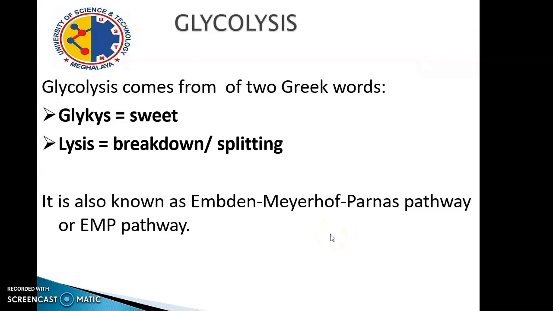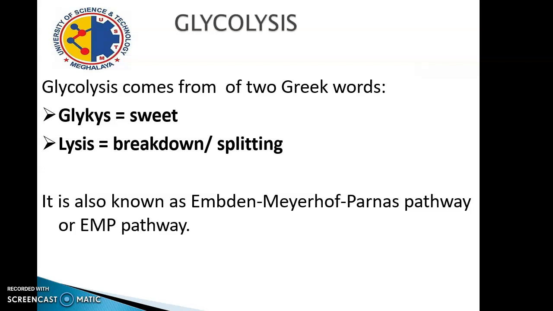Now, before glycolysis, you have to know that the digestion of carbohydrate takes place. In the digestion, the complex polymers of carbohydrate, that is your starch and your glycogen, are first broken down into glucose, and this glucose first travels into the blood, and the blood carries it to the cells. Now this glucose enters your cytosol, and here the process of glycolysis happens.